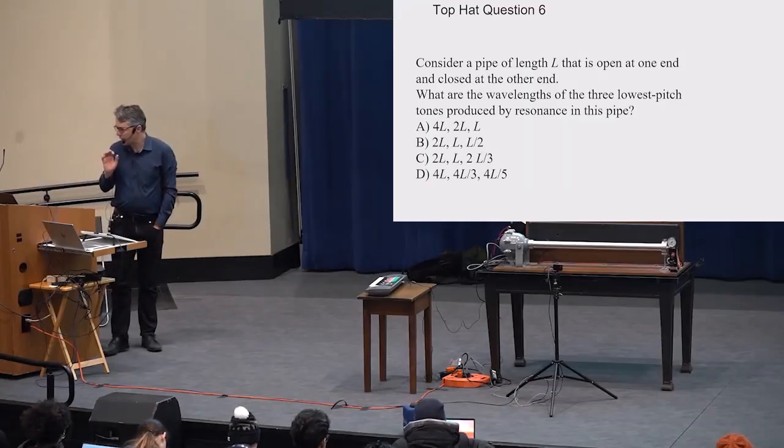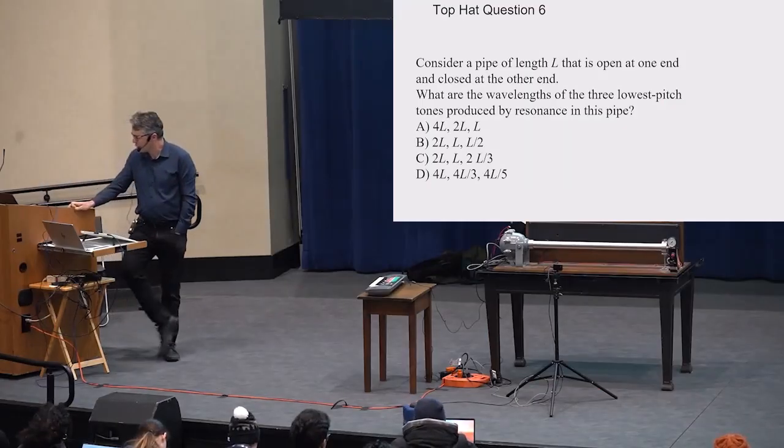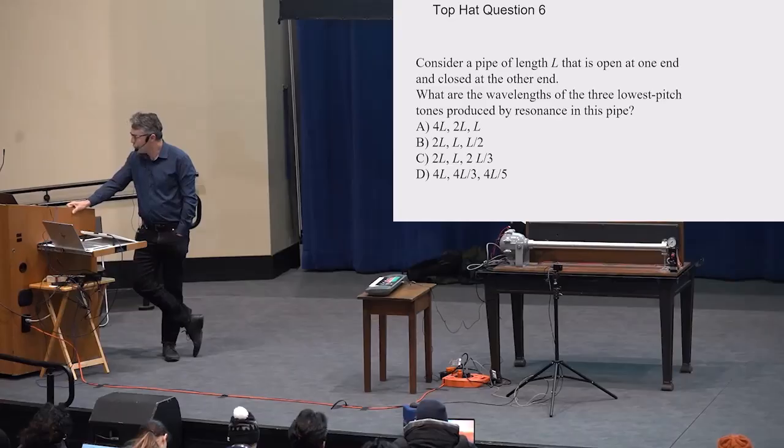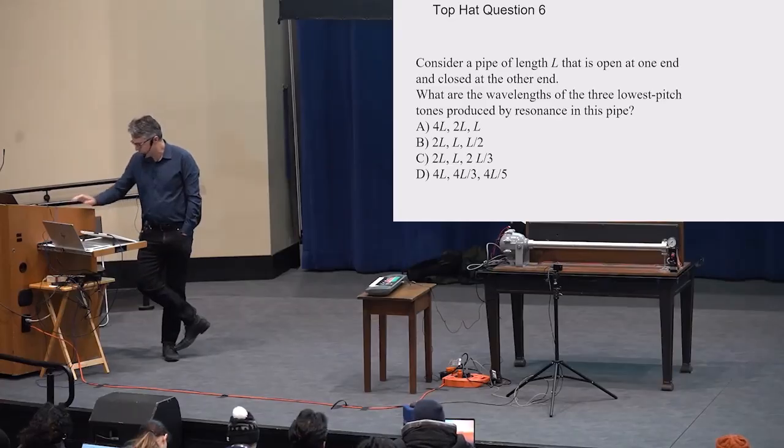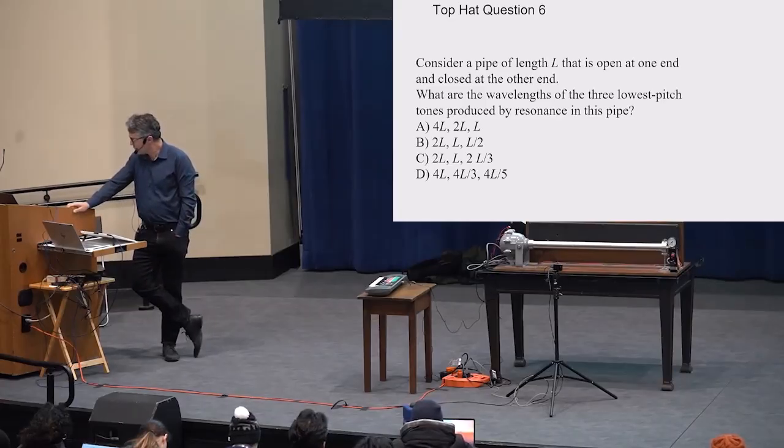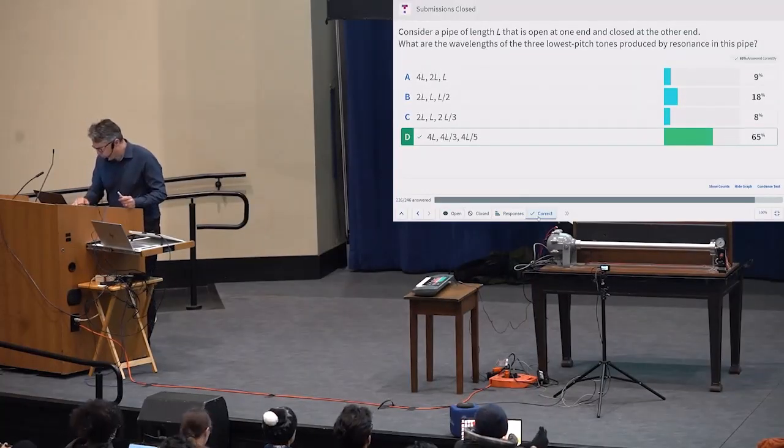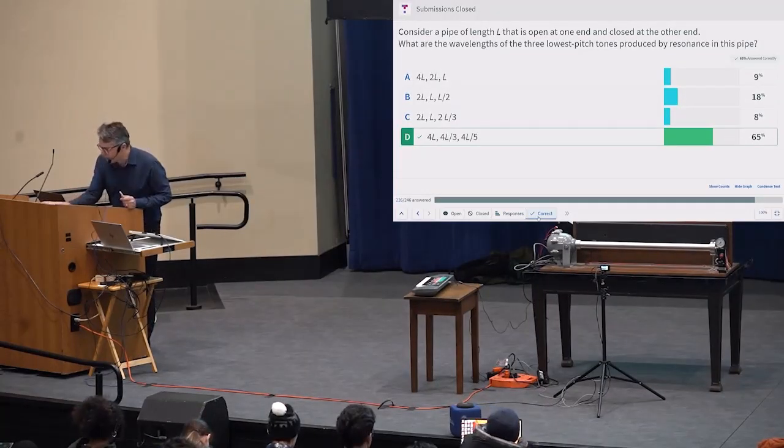Consider a pipe with length L that is open at one end and closed at the other end. What are the wavelengths of the 3 lowest pitch tones produced by the resonance in this pipe? Yeah, that's the one I like. 4L, 4L over 3, 4L over 5.